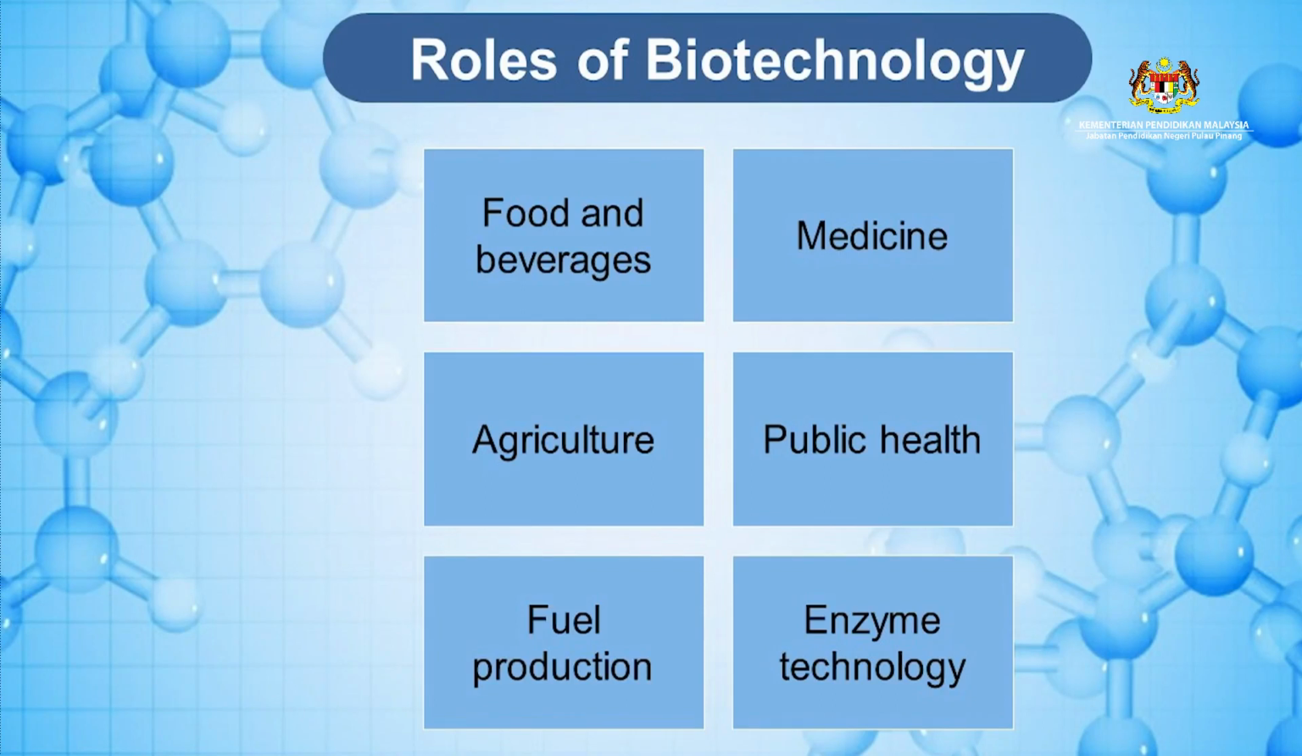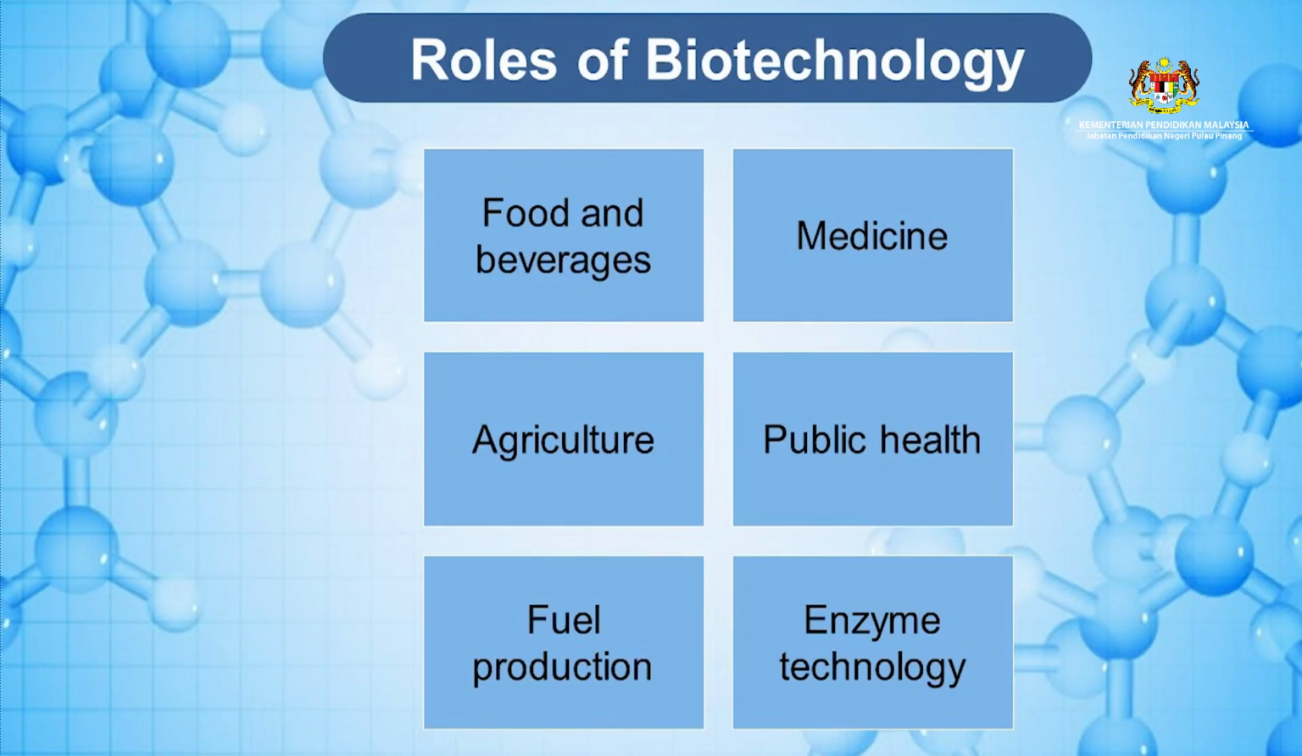Agriculture, by producing genetically engineered pest-resistant and herbicide-resistant crops, and plants and animals with desirable characteristics. Medicine, by producing human insulin, human growth hormones, vaccines, and antibiotics. Public health, such as genetic screening and biosensors in diagnostic kits. Fuel production, such as biogas and gasohol.